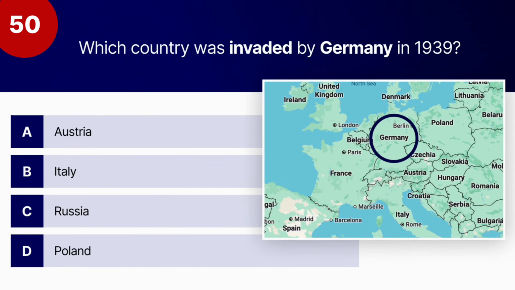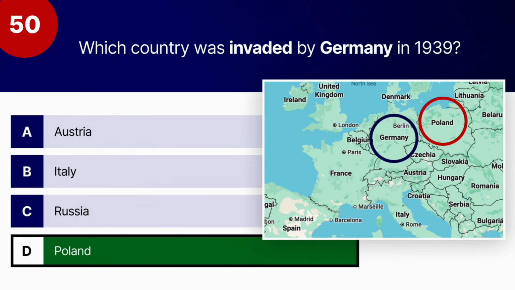Which country was invaded by Germany in 1939? A. Austria, B. Italy, C. Russia, D. Poland. The answer is D. Poland.